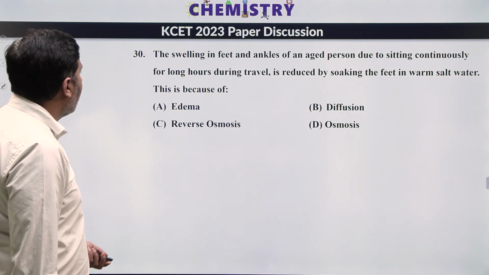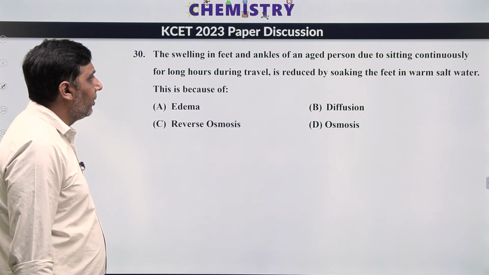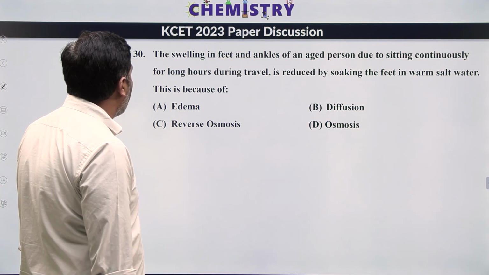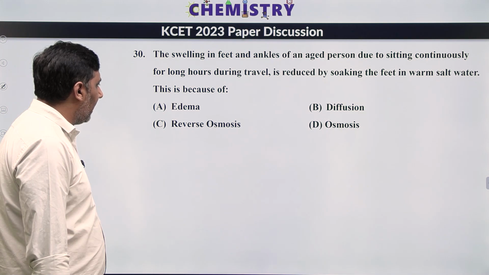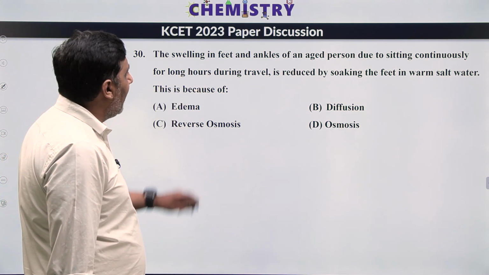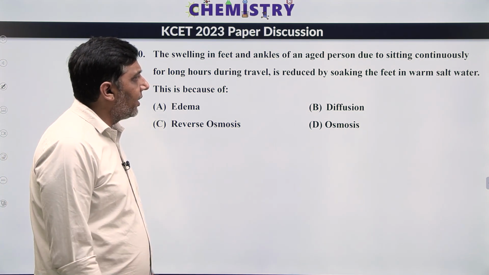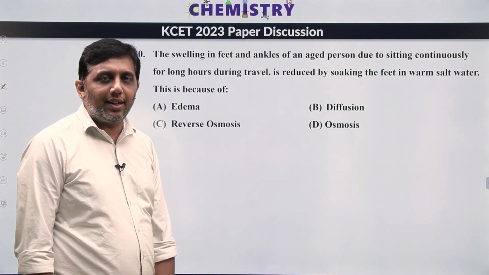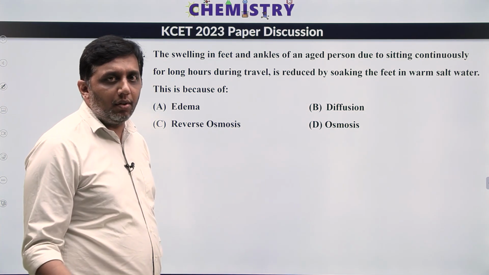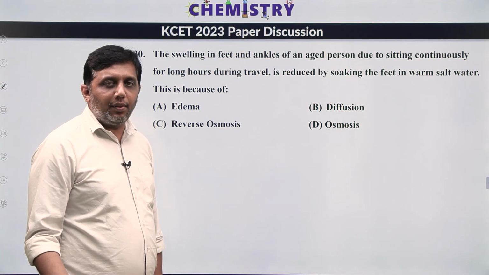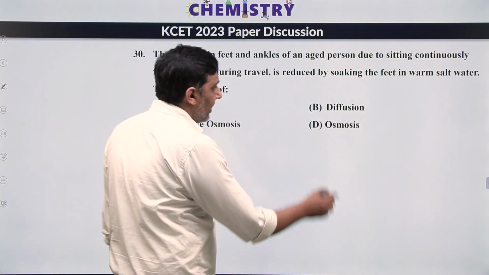Next, the 30th question, let us see. The swelling in the feet and ankles of an aged person due to sitting continuously for long hours during travel is reduced by soaking the feet in warm salt water. This is because, why do the ankles swell? During the sitting position, most of the water gets collected at the bottom. The water which is coming out of the cells, we have to remove that excess water. How do we do that? We are using the process known as osmosis.